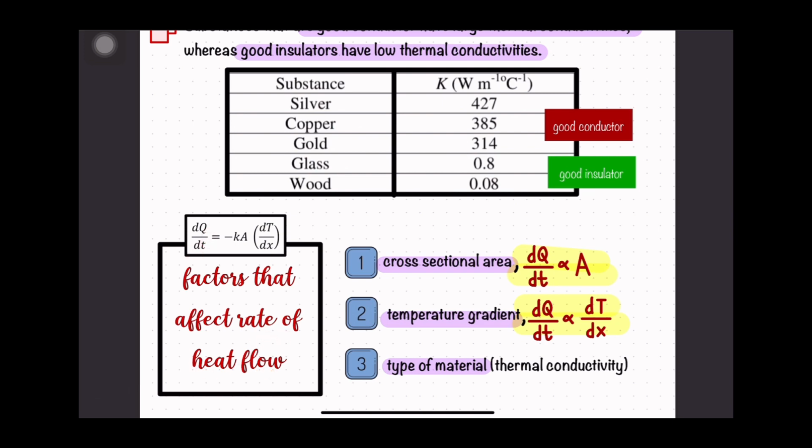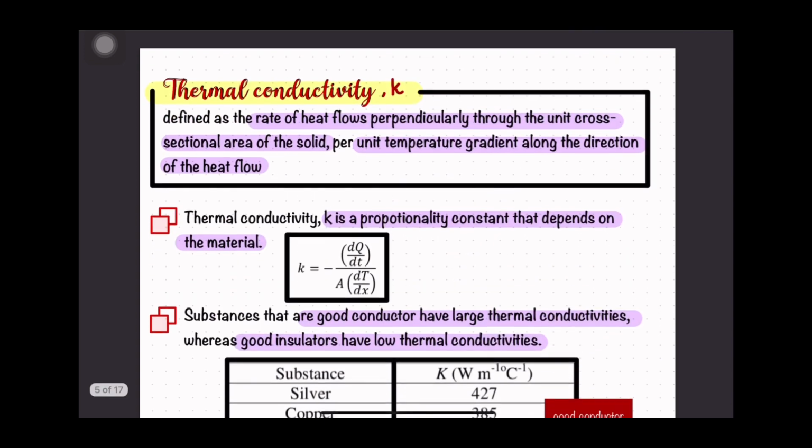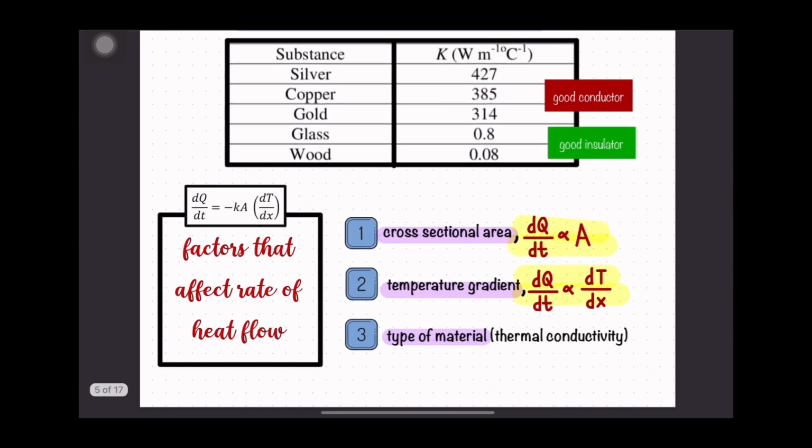Alright, so factors that affect rate of heat flow. Maksudnya apa yang berlaku pada dQ per dt kalau kita ubah tiga benda ni lah. Pertama, you ubah cross sectional area, you ubah area, dQ per dt akan changing. You ubah temperature gradient, maksudnya dT over dx kita ubah, so dia akan berubahlah dQ per dt. And then satu lagi about K, thermal conductivity adalah bergantung kepada material. So type of material changing, so dia punya dQ per dt also changing.